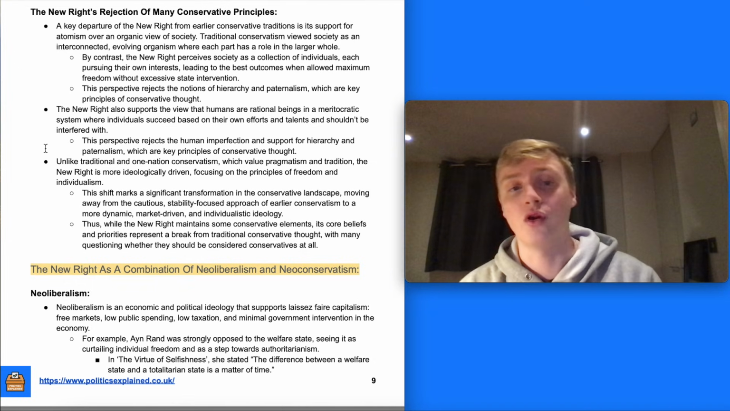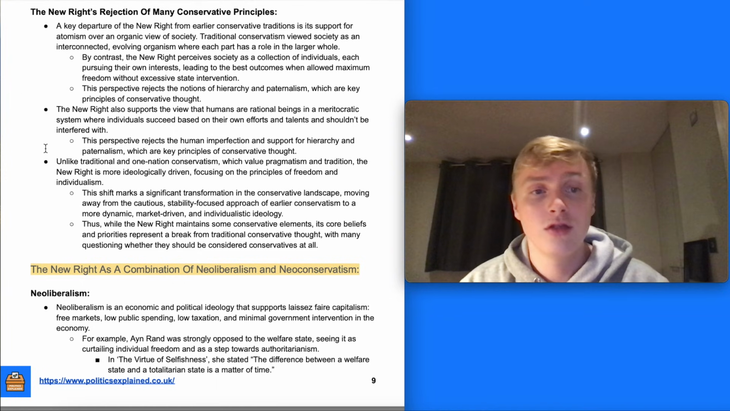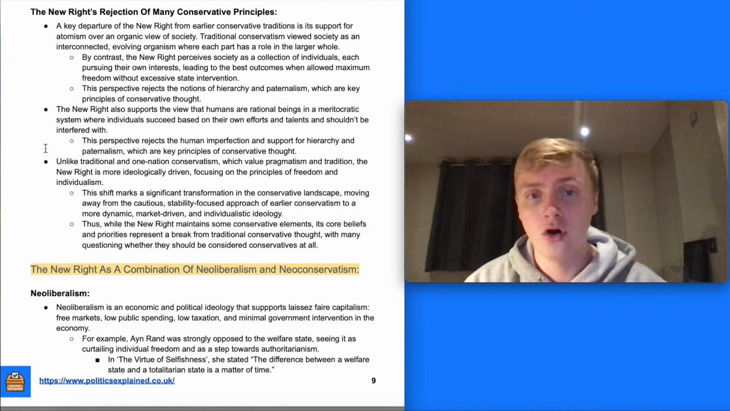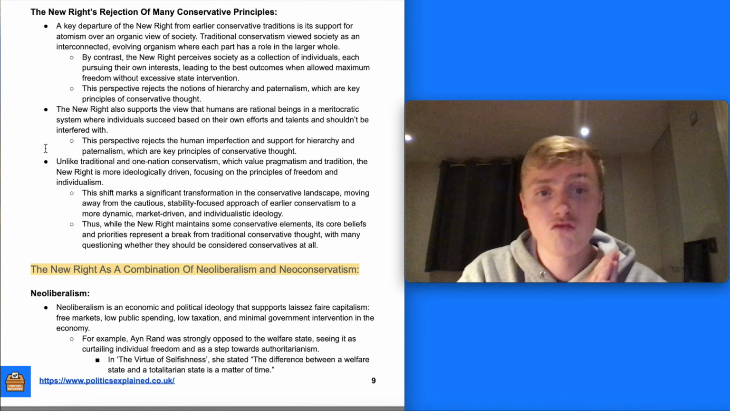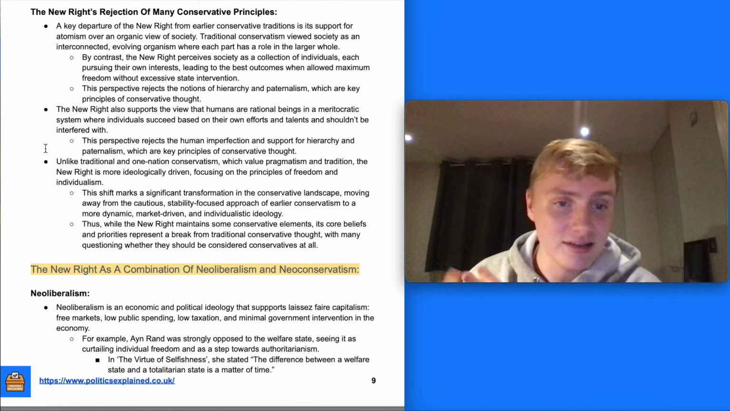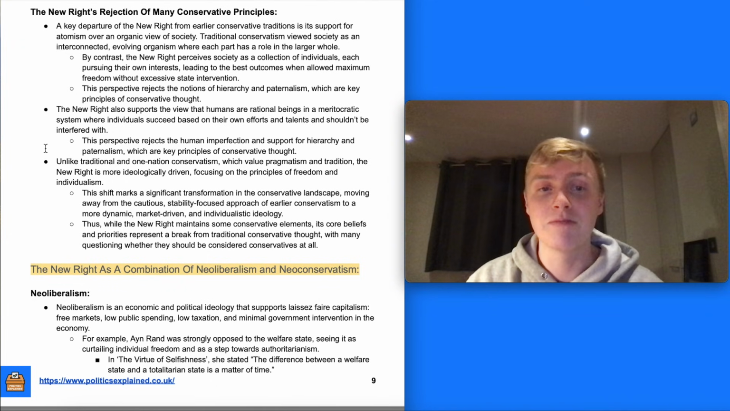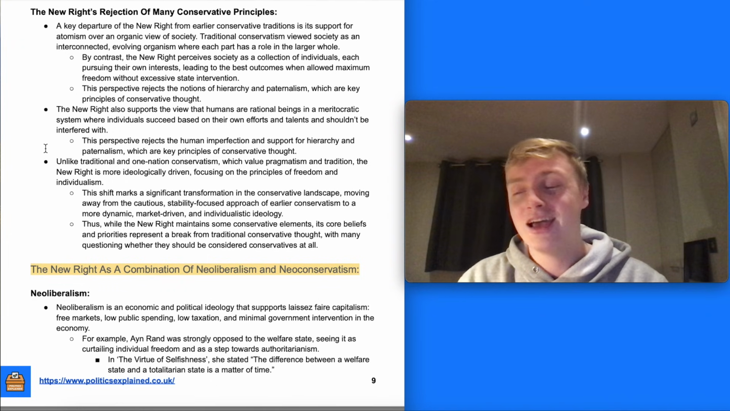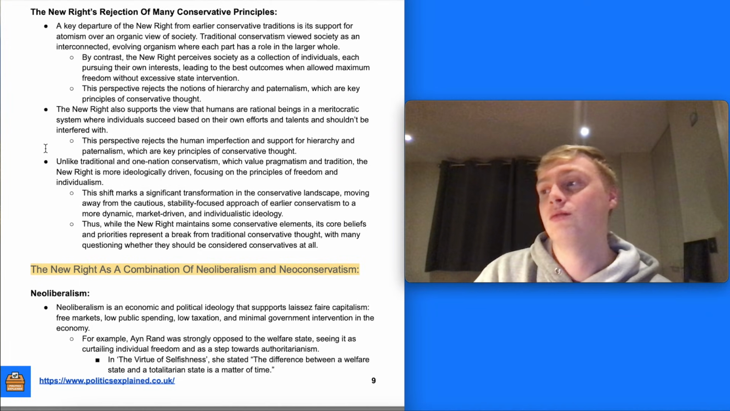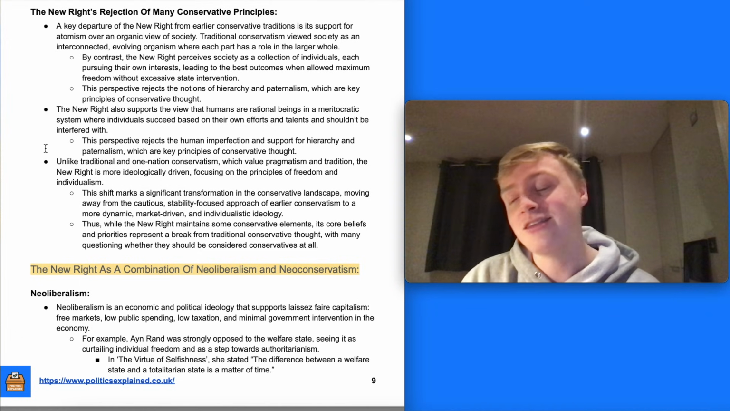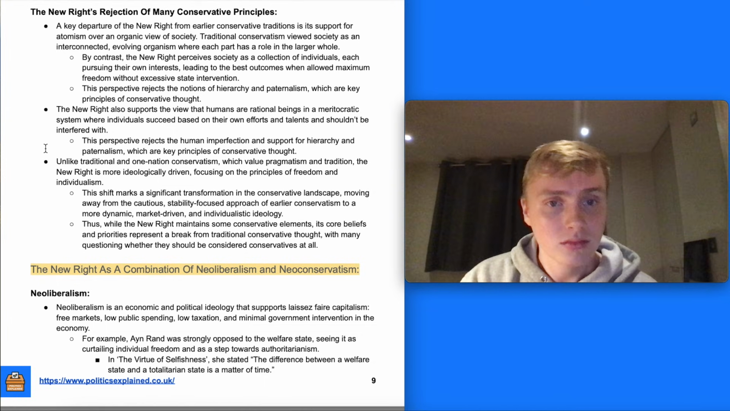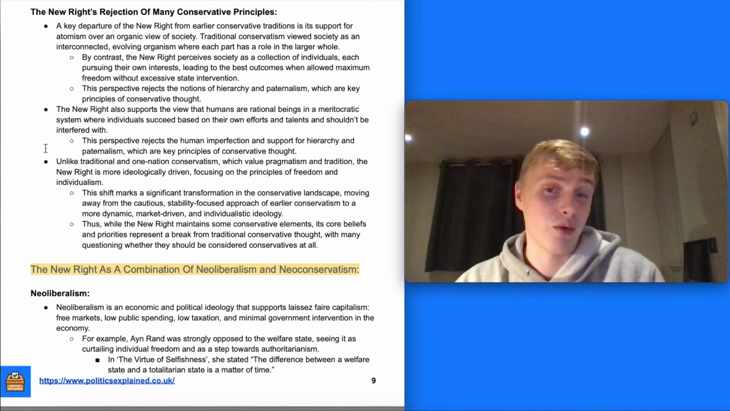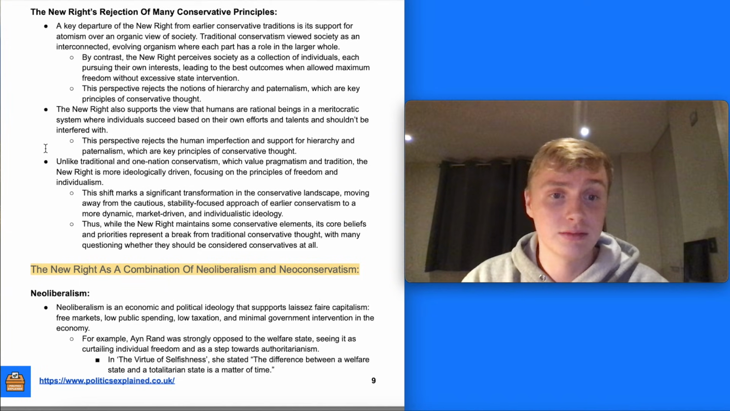And again, unlike traditional and one-nation conservatism, which value pragmatism and tradition, the new right is much more ideologically driven, focused on and driven by the principles of freedom and individualism. And that marks a significant transformation in the conservative landscape, away from the cautious, gradual change, stability-focused approach of early conservatism to a more dynamic, market-driven, individualistic ideology. So it's more ideological. Conservatism, as a political idea and as an ideology, has an emphasis on pragmatism that seeks to move away from ideology in driving its politics. But the new right really shifts away from this, and in my opinion, they're quite ideologically driven.